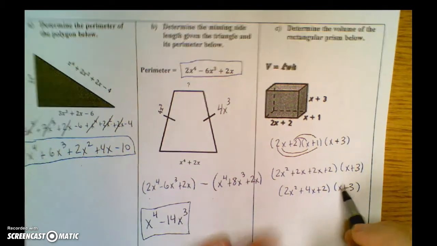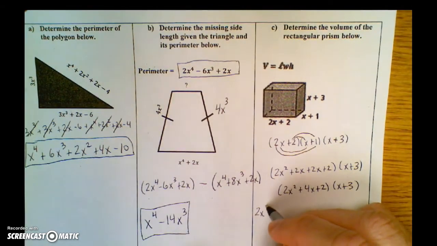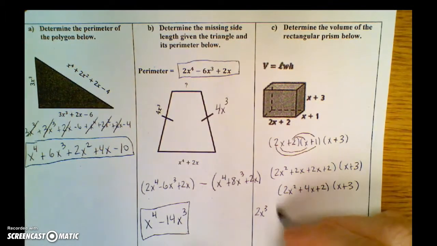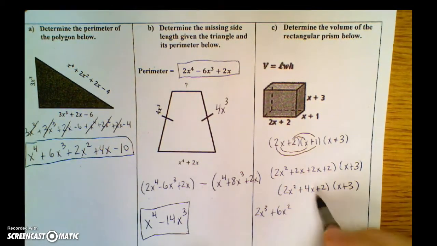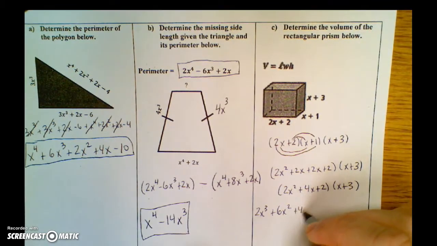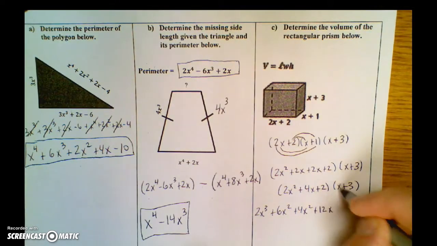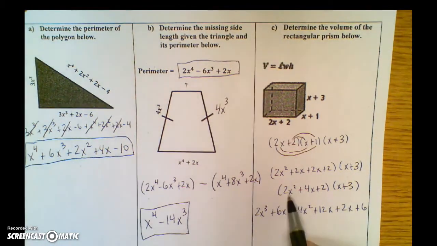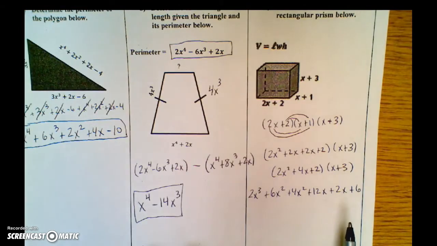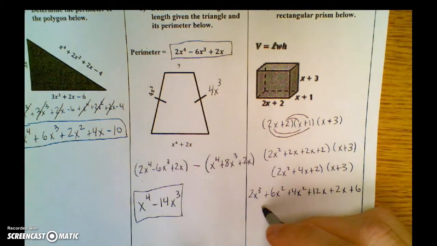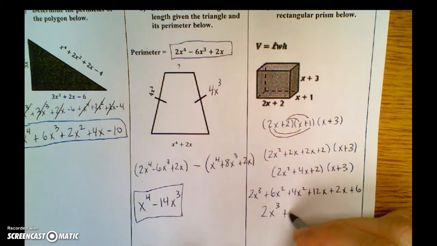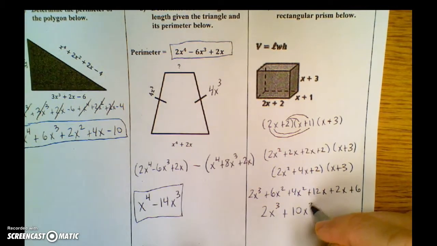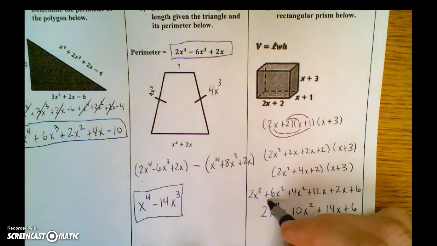Two x squared times x is 2x to the third. 2x squared times 3 is 6x squared. 4x times x is 4x squared. 4x times 3 is 12x. 2 times x is 2x. And 2 times 3 is 6. So I had to take each term and multiply it by the other two terms in the binomial. And now you combine like terms. 6 plus 4 is 10, so that's 10x squared. 12 plus 2 is 14, so that's 14x plus 6.